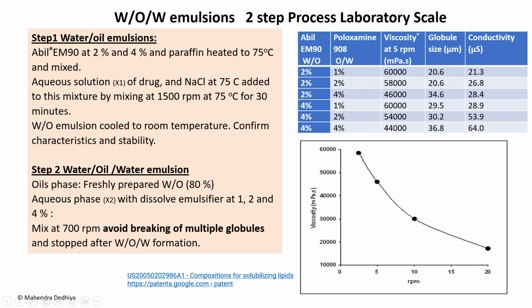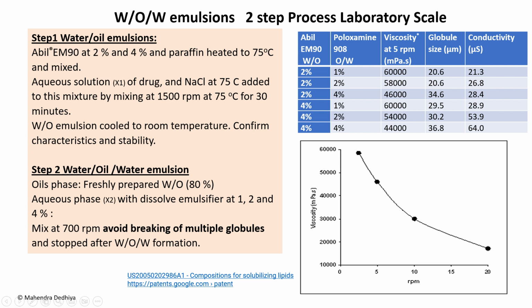The process included paraffin. In the laboratory process, paraffin is heated to 75 degrees and the emulsifier, either at 2% or 4%, is mixed. Oil phase is prepared separately. Aqueous phase is separately prepared in which caffeine drug, sodium chloride, and water are mixed together.